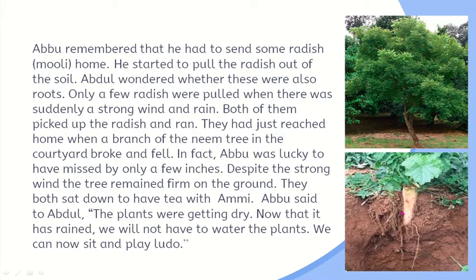You can see this is a picture of radish. Radish has the tap root. We can easily pull out this root. They had just reached home when a branch of the neem tree in the courtyard broke and fell. In fact, Abdul was lucky to have missed it by only a few inches. Despite the strong wind, the tree remained firm on the ground.